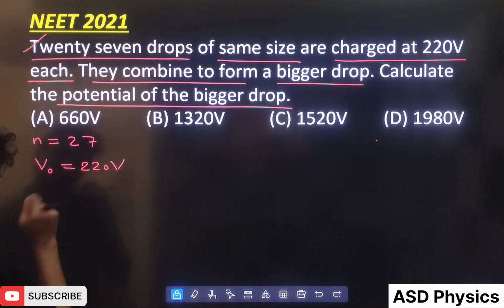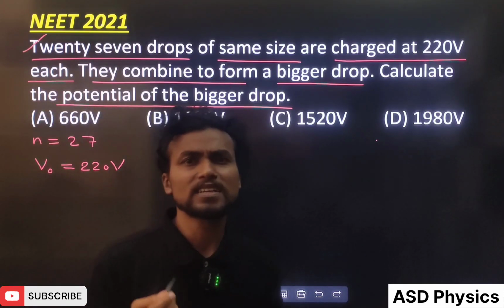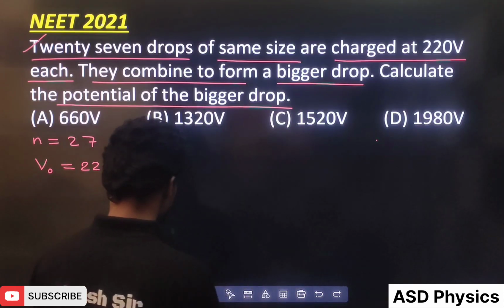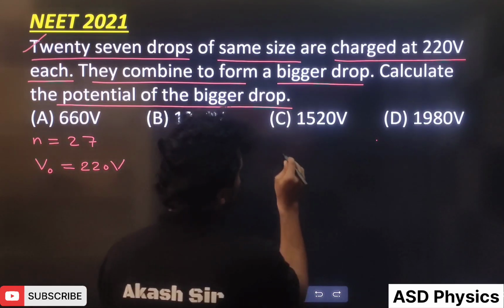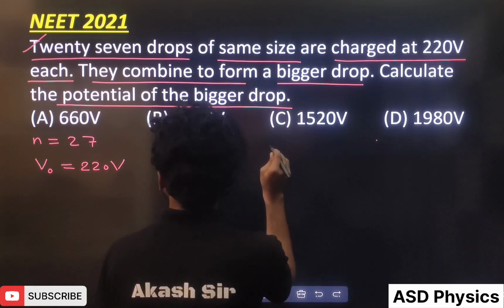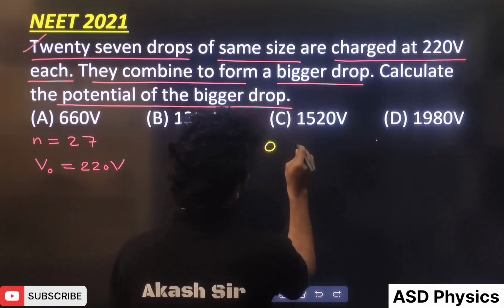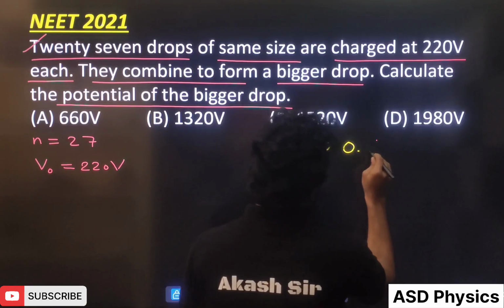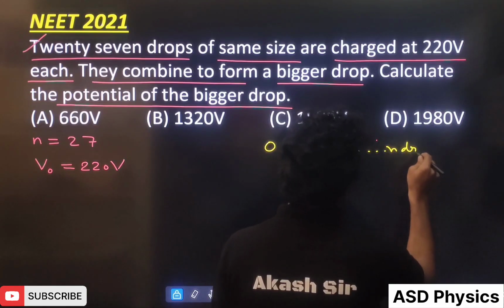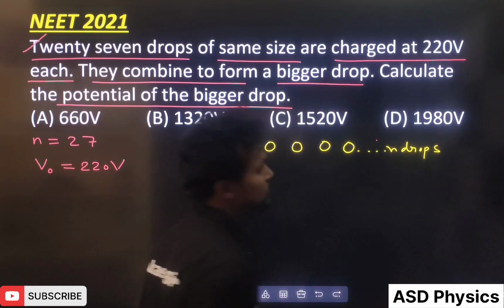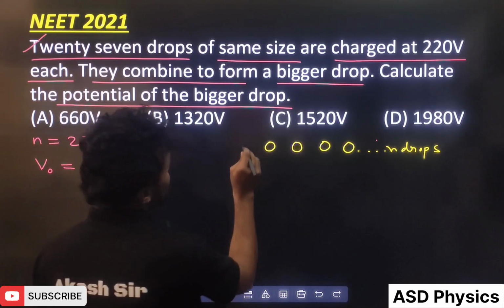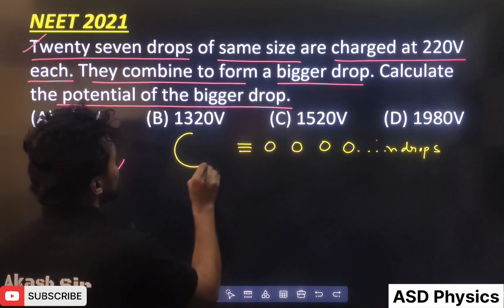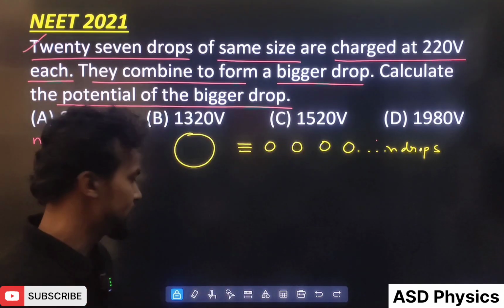And the radius of the drop, let's take small r. So what I am going to do here, students, I have taken the drops. Here we can tell the basics: 1 drop, 2 drop, 3 drop, 4 drop, like that. How many drops are there? N drops are there. And all these drops we have combined, and we have got which drop? We have got one bigger drop.